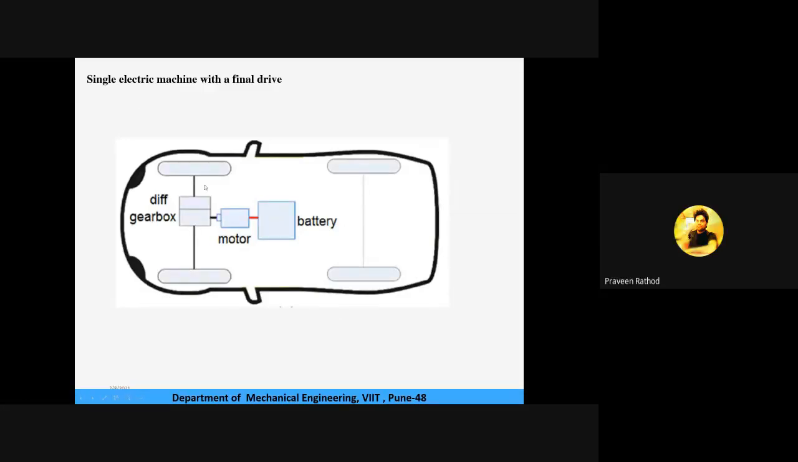Okay, this figure indicates the single electric machine with a final drive. This is a final drive. A single motor is used. That's why we call it a single electric machine.